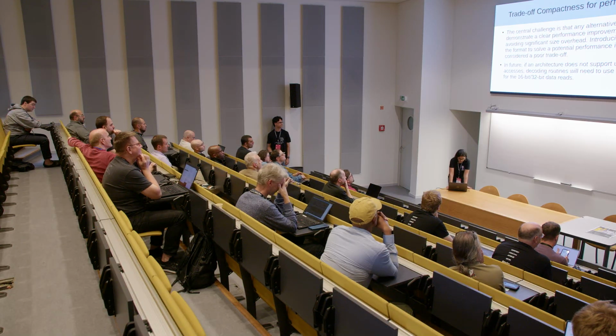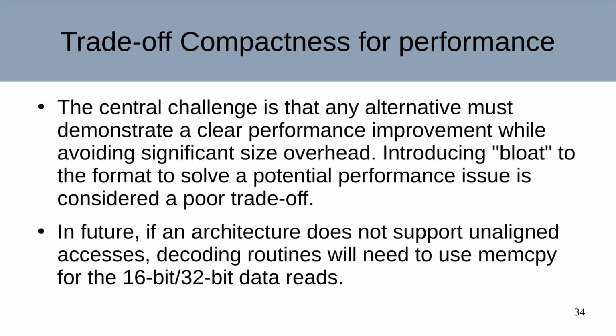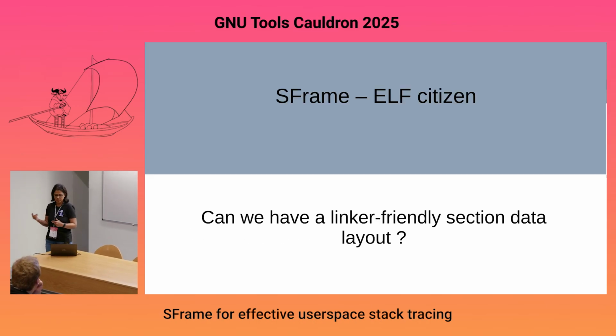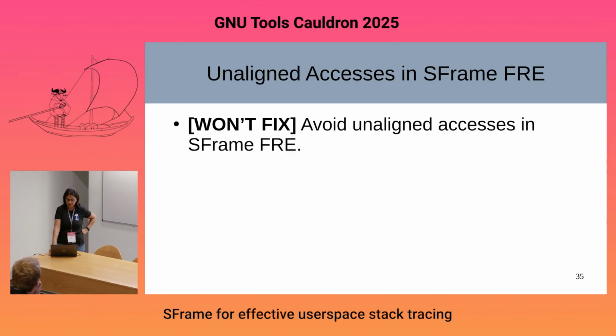So the consensus at the moment is we continue to have unaligned accesses. We want to keep the data compact, and this is a good trade-off. Let's stick with it now. And if there are architectures or platforms that show up which do not allow unaligned accesses, we do use memcpy. And by the way, in libsframe we do it because the sanitizer was flagging it when running some tests. So we do use memcpy in libsframe.